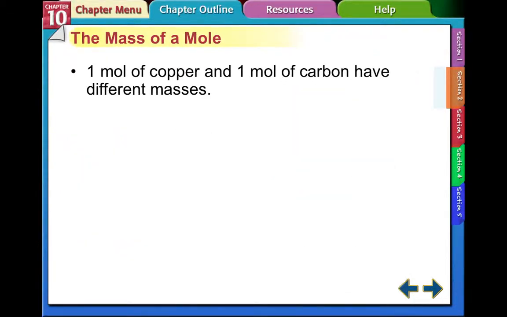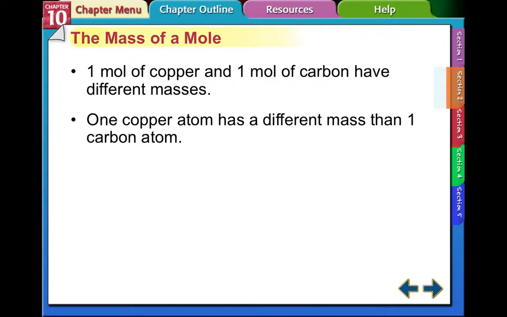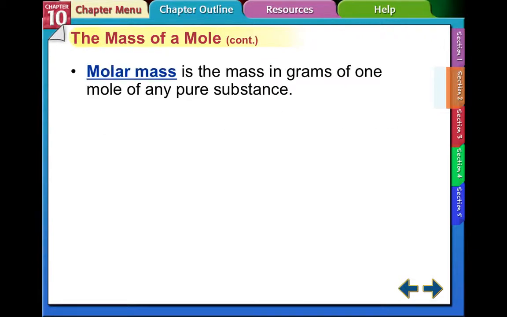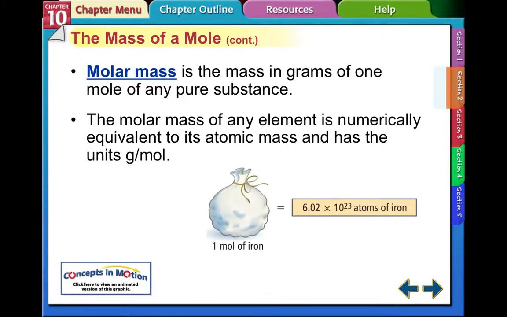Okay, so 1 mole of copper and 1 mole of carbon have different masses. They are different elements, so they have different masses. 1 copper atom has a different mass than 1 carbon atom. Molar mass, the definition, is the mass in grams of 1 mole of any pure substance. The molar mass of any element is numerically equal to its atomic mass and has units of grams per mole.